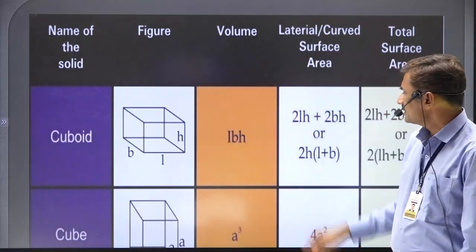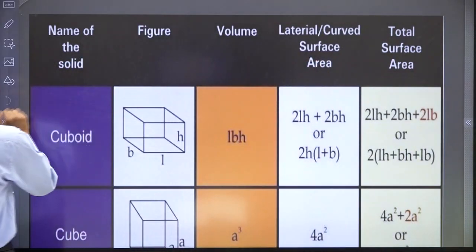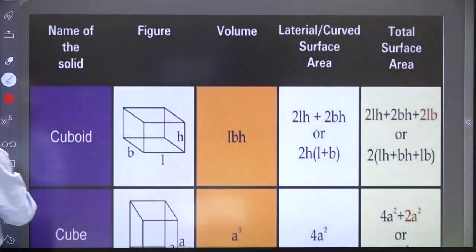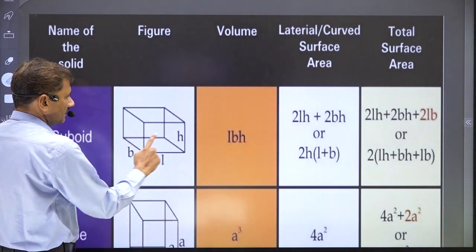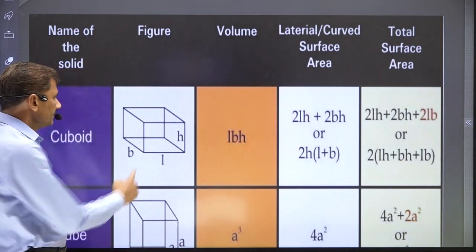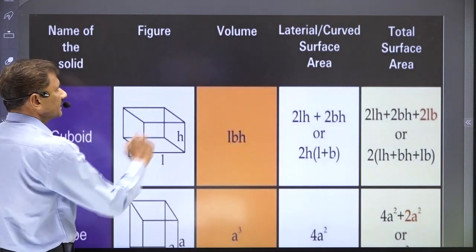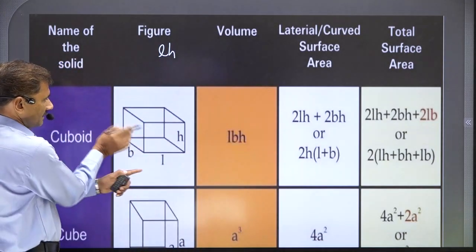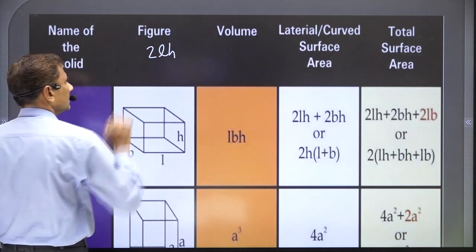So where does this formula come from? Let us see. Actually, you can see four walls are there. So look, this wall, this wall and the back wall. If first of all I consider the front one, then its area will be L into H. So LH will be there. In the same way, the back surface also has LH. So I write here 2LH.